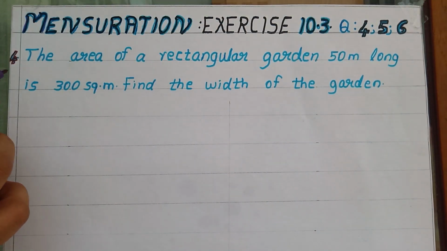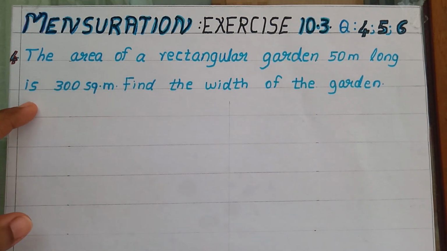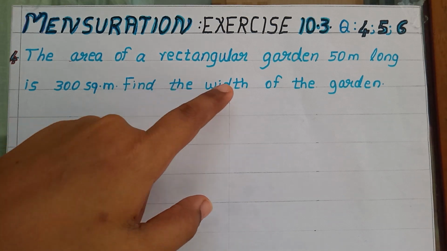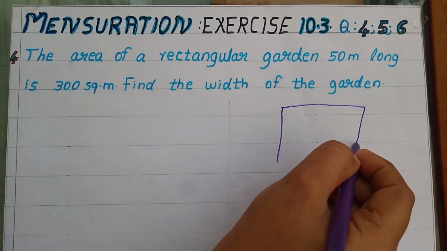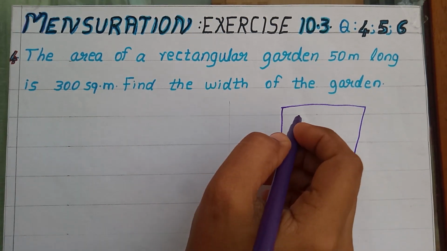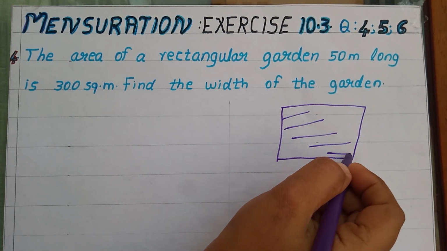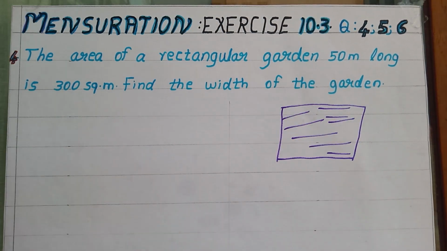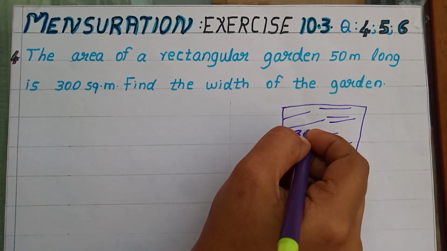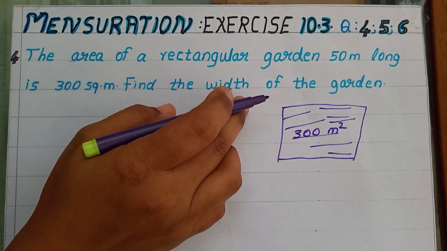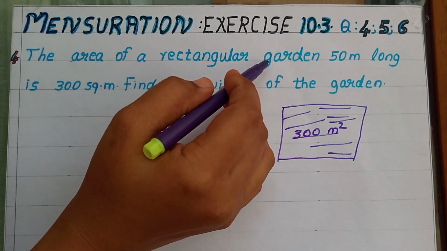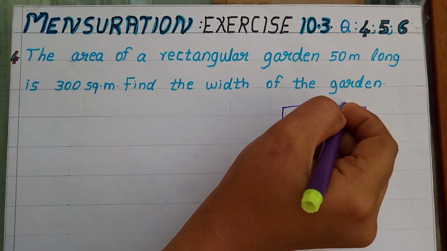Question number 4 says that the area of a rectangular garden 50 meter long is 300 square meter. Find the width of the garden. See, this is our garden and they have given the inner area, that means that is 300 square meter. Find the width of the garden, and they have given one more thing, that is 50 meter.